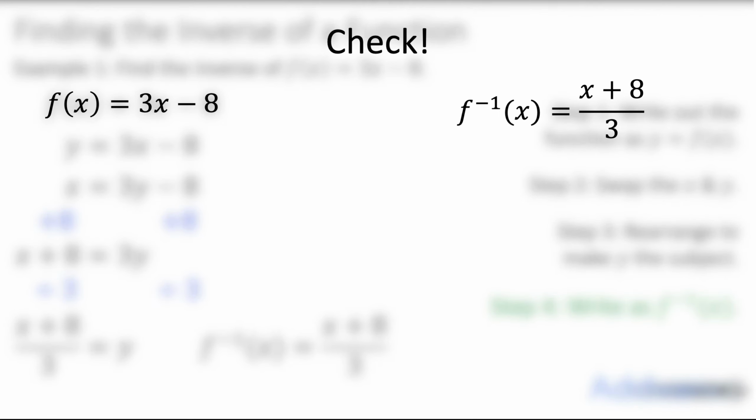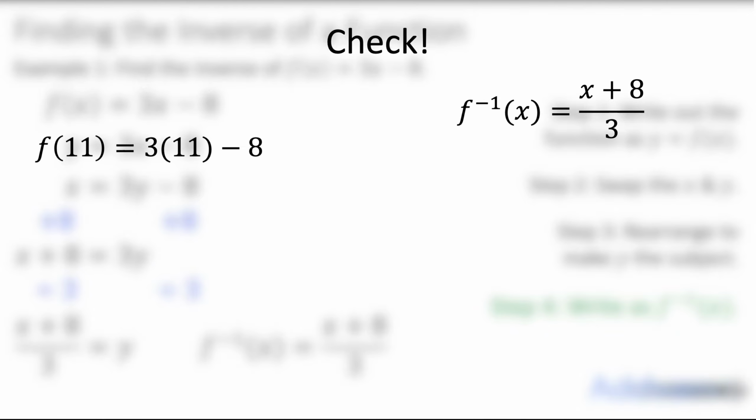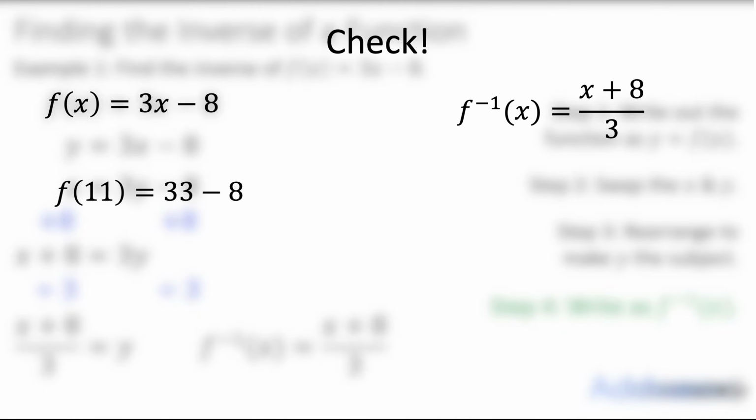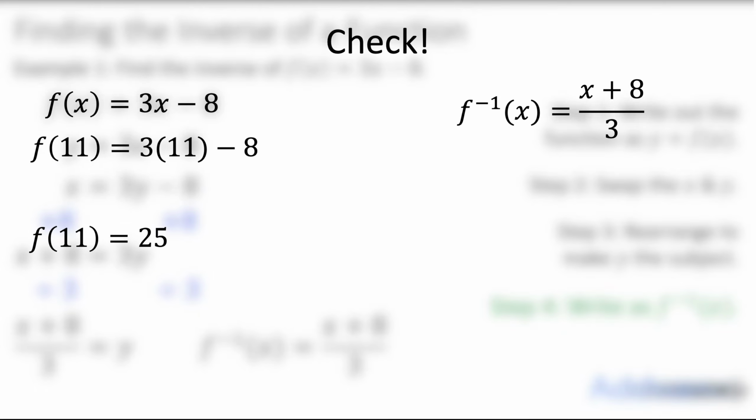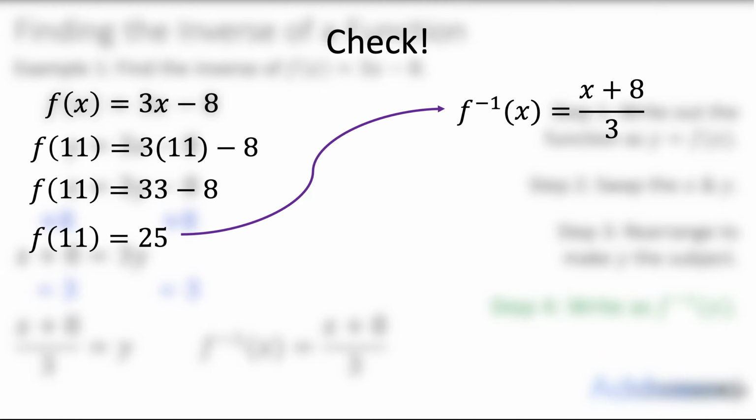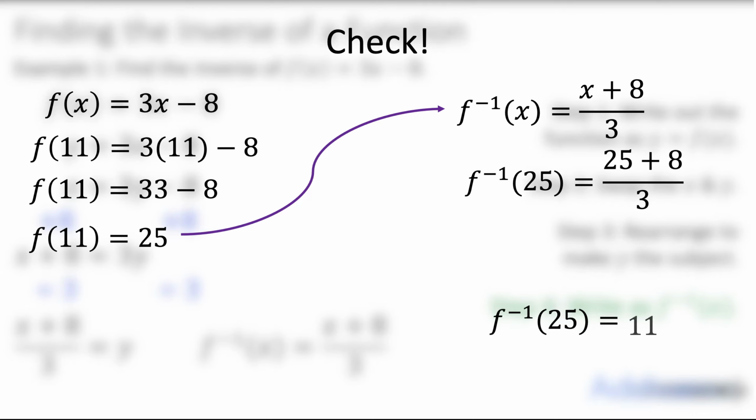Now, the way to check this is just to put any random number into f of x and get an answer out. And hopefully, if you put that answer into the inverse, you'll get the original number out. So, for example, I'm going to choose the number 11, just a random number. I'm going to put 11 into f. 3 times 11 is 33 minus 8 would give me 25. So f of 11 is 25. And I'm going to take 25 and put it into the inverse. So the inverse of 25 is 25 plus 8 divided by 3, which is 33 divided by 3, which is indeed 11.